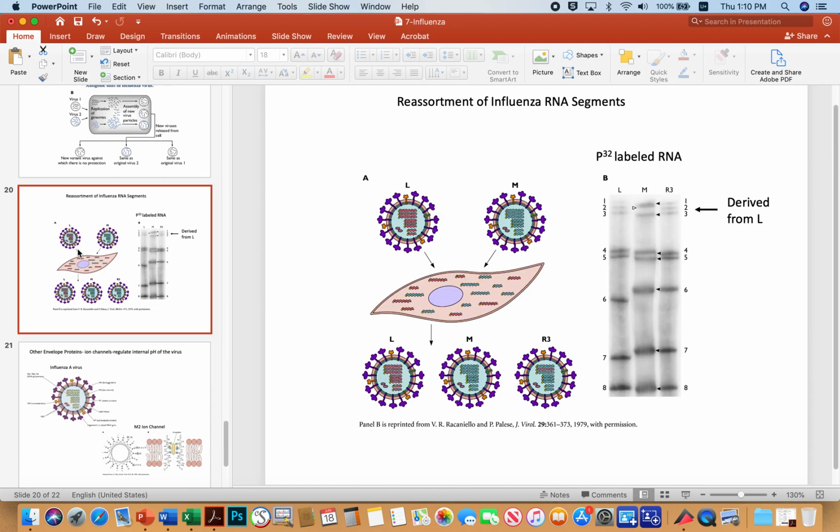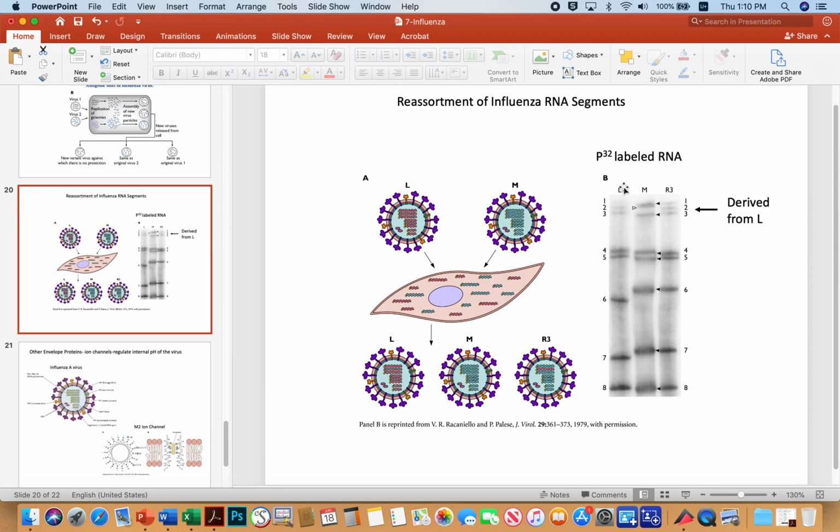So this is just looking at reassortment from a researcher perspective, and so often what they'll do is they'll take different viruses and co-infect a cell and then look at the progeny. Here are 3 different kinds of progeny. Here's a recombinant progeny. So you have the L form, the M form, and then this recombinant progeny. And so you can actually use this kind of a gel approach to visualize the recombination.